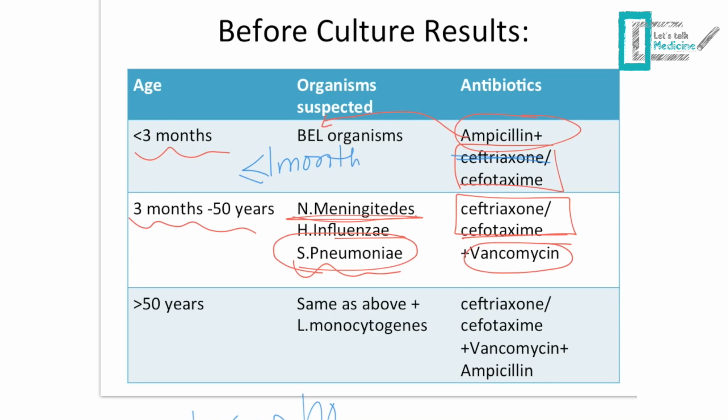And then going to the final age group, we have the elderly patients, who are susceptible to Listeria monocytogenes. So the same therapy applies here, because they are also prone to Strep pneumoniae. So you cover the resistant strains with vanco, and you add ampicillin for the Listeria.